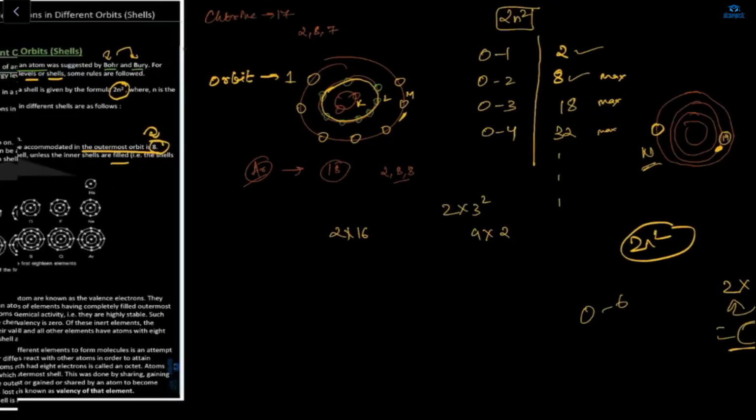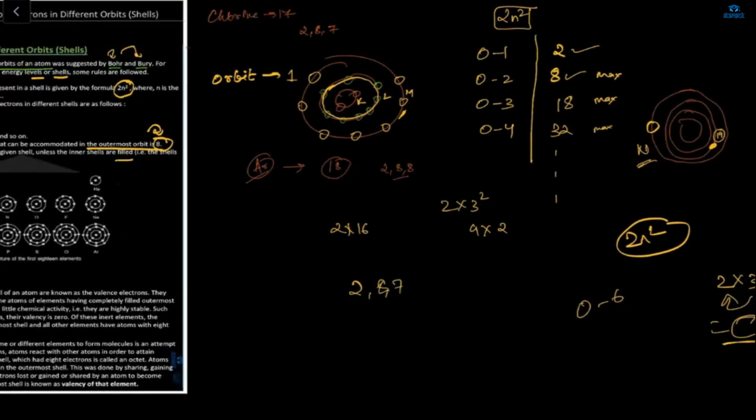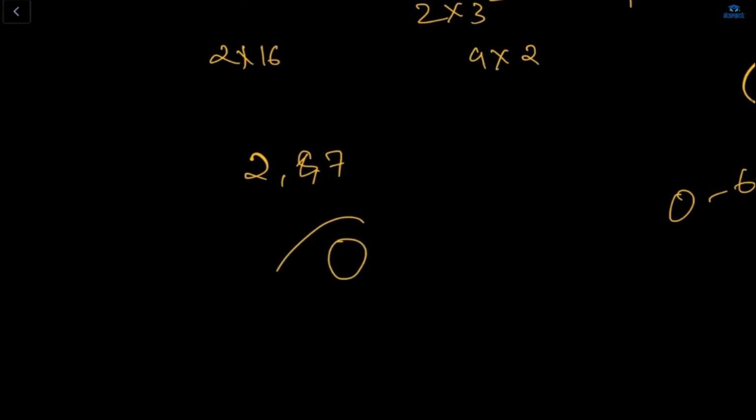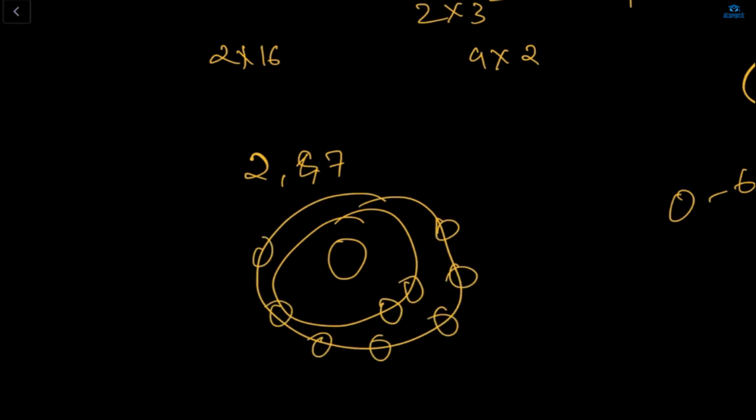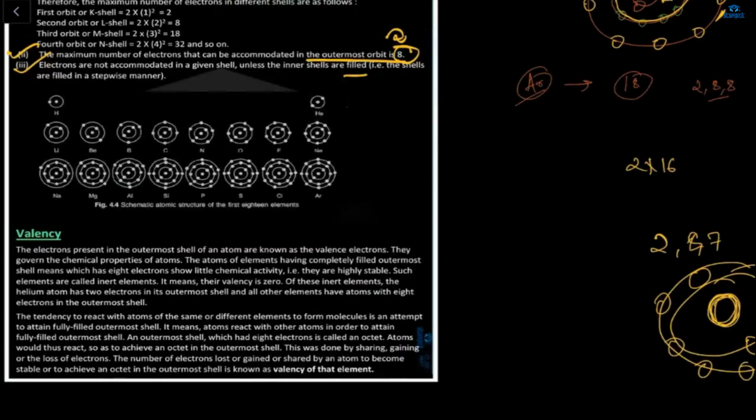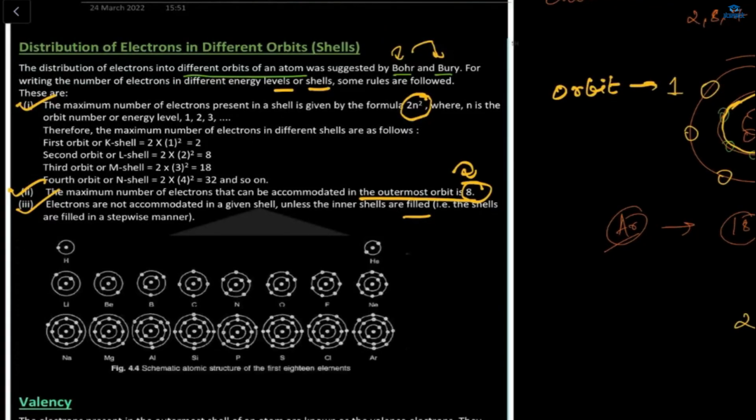Let's say this is your 2, 8, and 7. It's not like you will start from this one, 2, and then here your 8. No. First of all, you have to start from this inner shell, and then this one, and then this one. You have to start shell wise, K first. So these three are clear? Any doubt? No, ma'am.